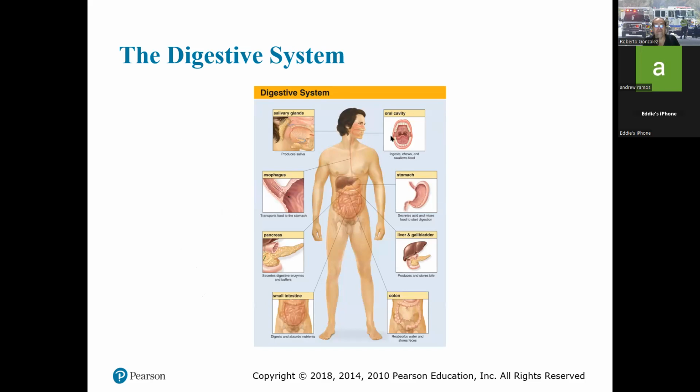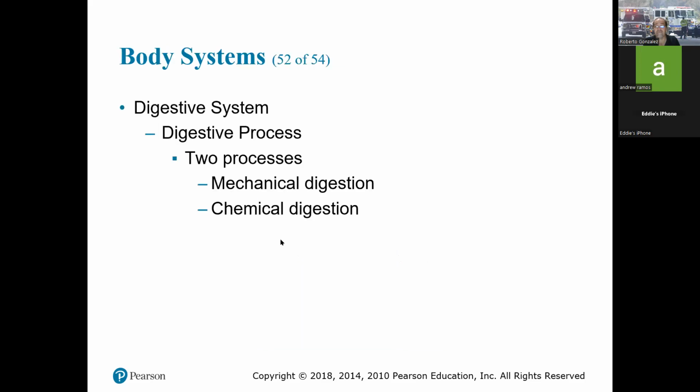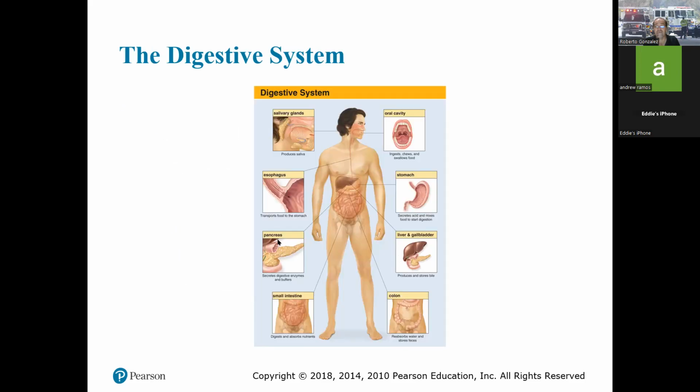So you start with the mouth itself, and then the oral cavity. Then you have your esophagus, which connects to your stomach. You have your stomach itself. Then the pancreas releases a couple of chemicals to break down proteins, and then your liver produces a chemical that's stored in the gallbladder, which then secretes into the small intestine.